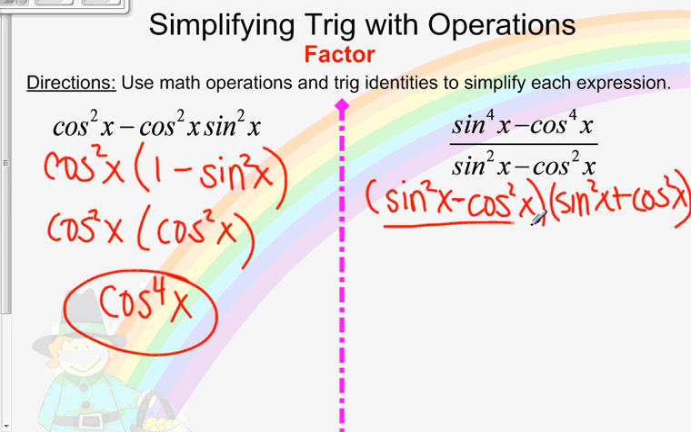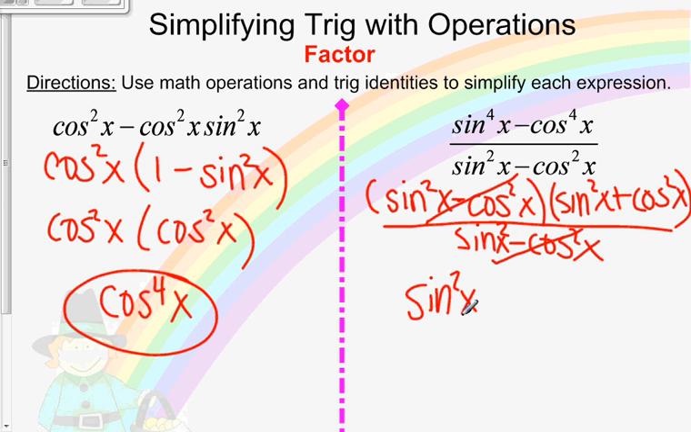And notice, this is why I said to keep them, that the sine squared x minus cosine squared x is also on the bottom. So we can cancel those two things out. So I can cancel the top with the bottom there, and I'll just be left with sine squared x plus cosine squared x. And sine squared x plus cosine squared x is indeed a Pythagorean identity, and so that answer is just going to be 1.